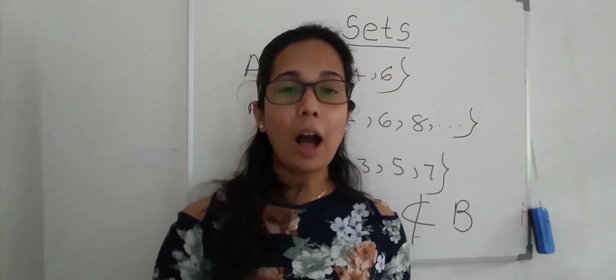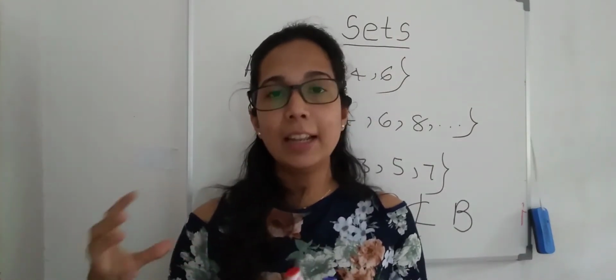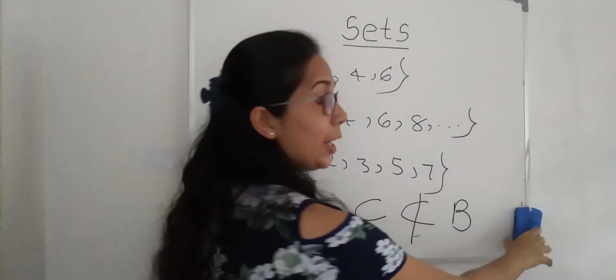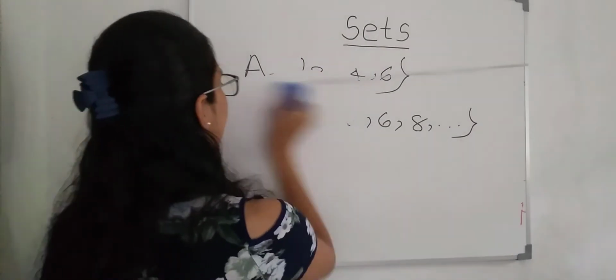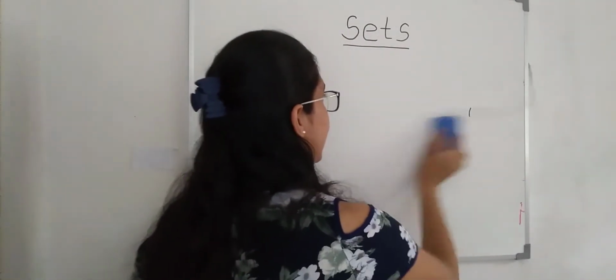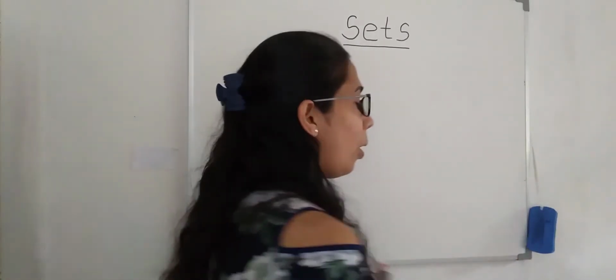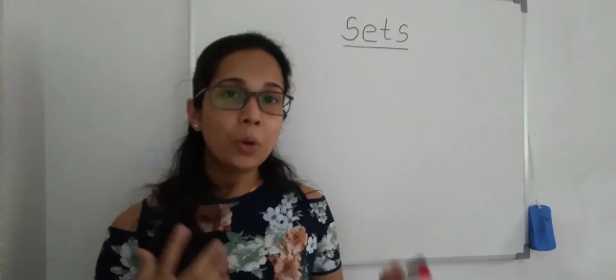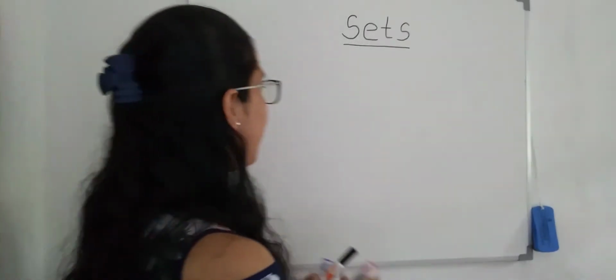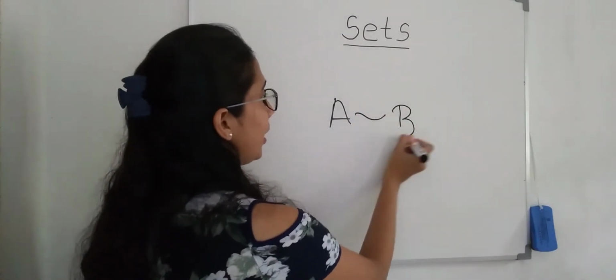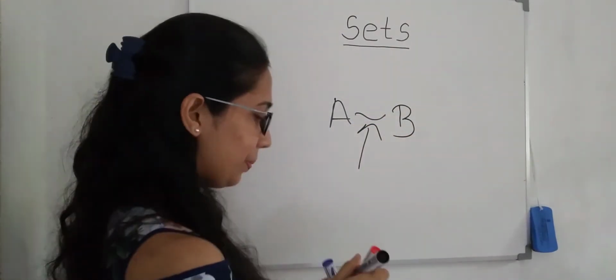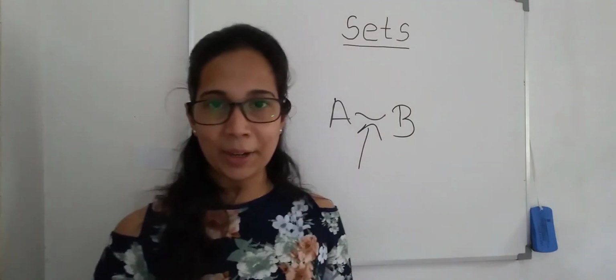I taught you how to identify equivalent sets, but I forgot to teach how to denote them. Keep your attention and let's learn how to denote equivalent sets. You now know what is meant by equivalent sets and how to identify them. This is the sign for denoting equivalent sets. Keep this in your mind.